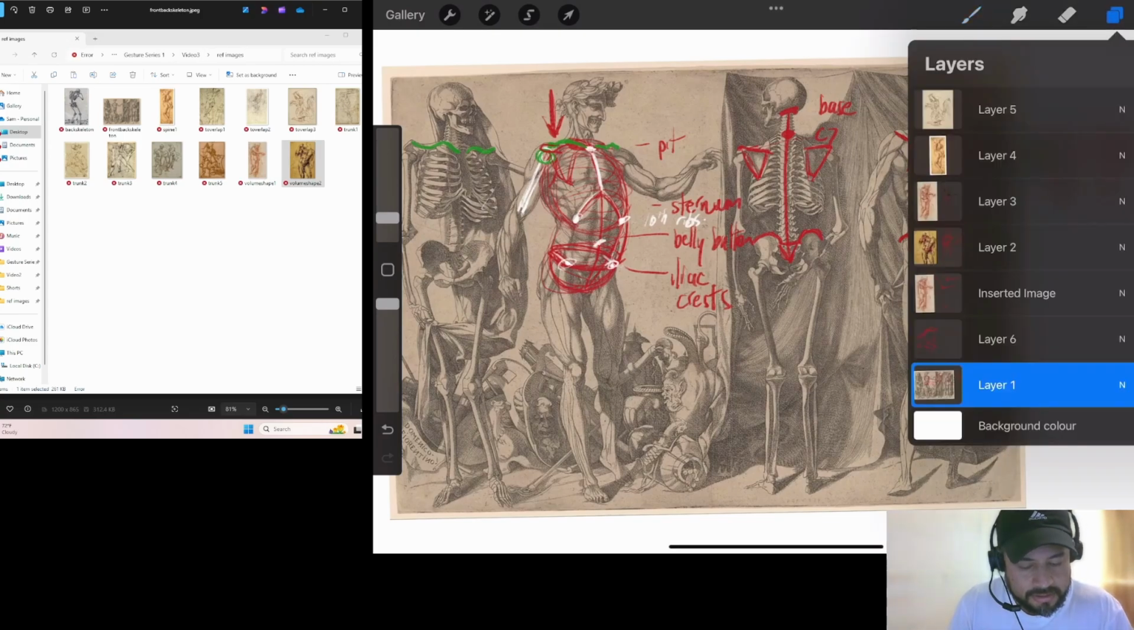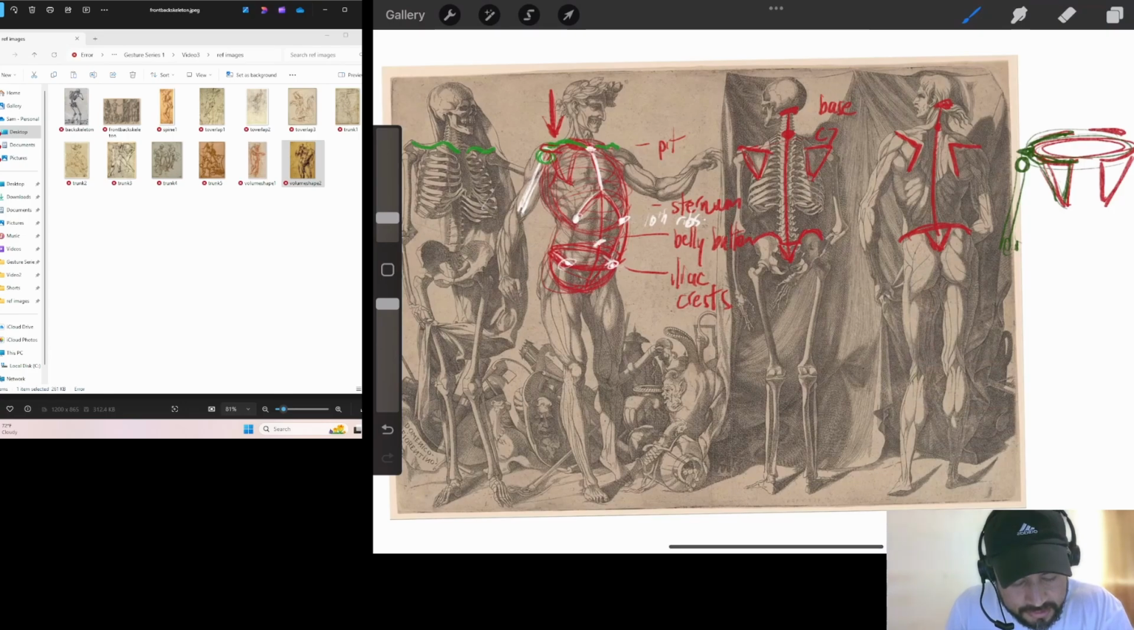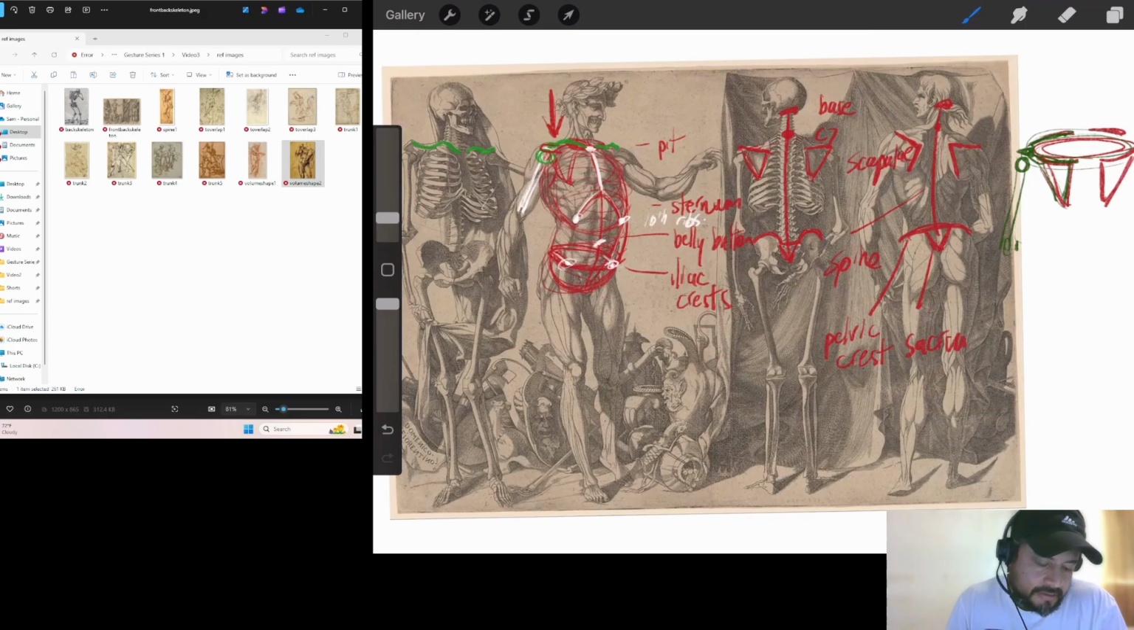So, okay, you've got base, C7, scapulae for plural, spine, pelvic crests, and the sacrum. So hopefully you jot that down and keep those notes, these landmarks on the side when you practice, trying to identify them on the figures that you're drawing.